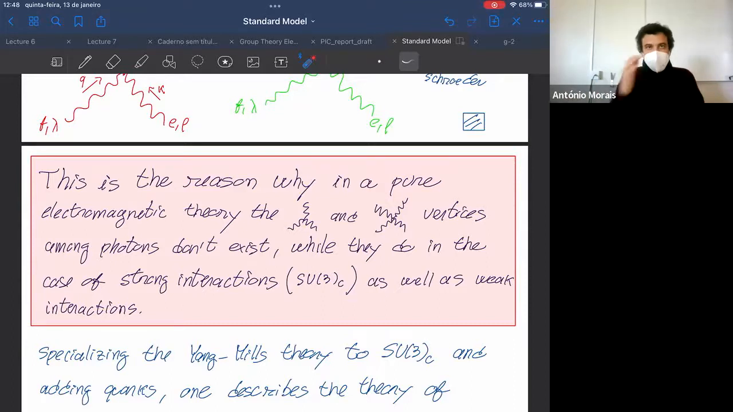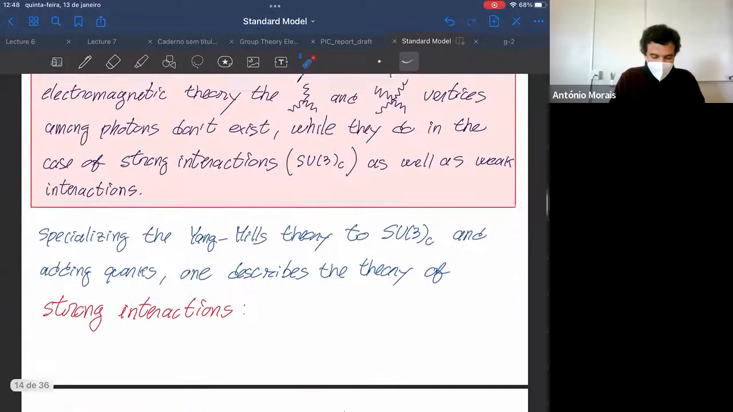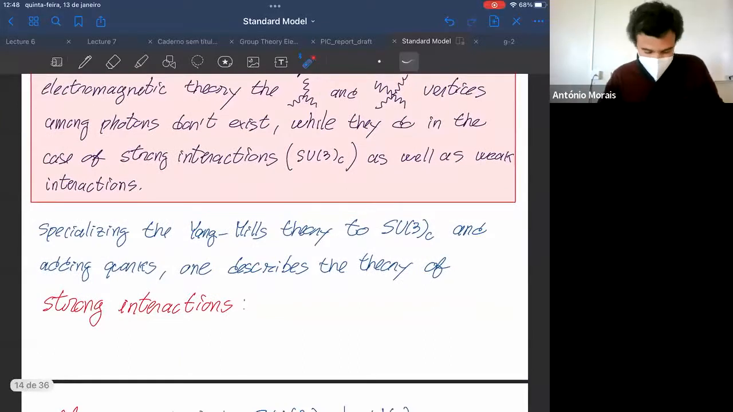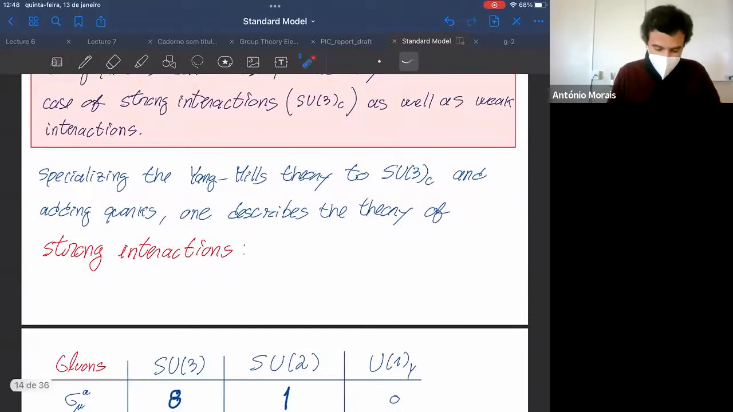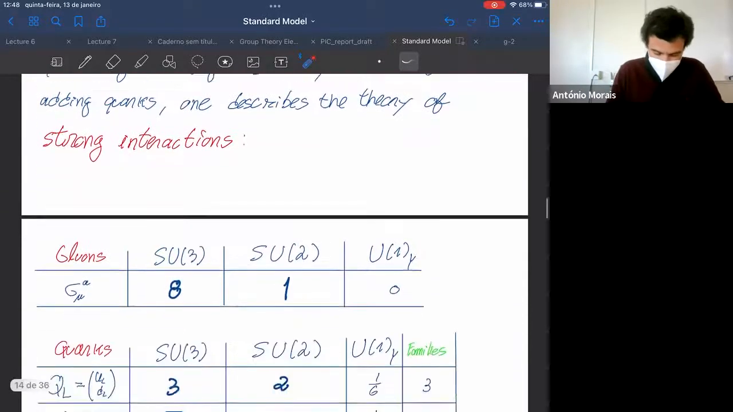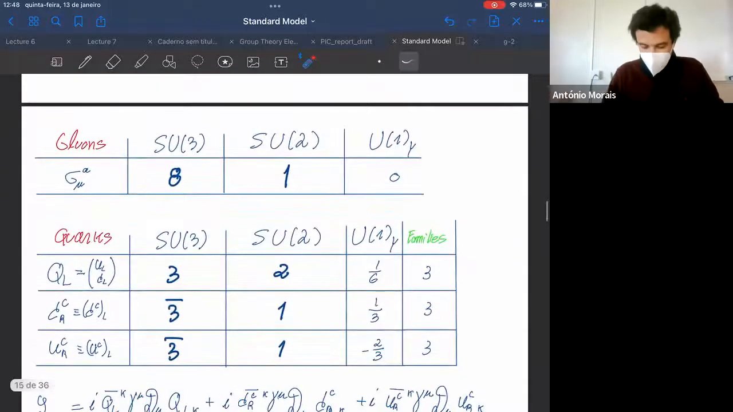It's fundamentally like a photon. So, we can specialize the Yang-Mills theory to the case of SU3, adding quarks, and describe the theory of strong interactions. And now we don't do considerations about SU5, but we have these quantum numbers that were already introduced.